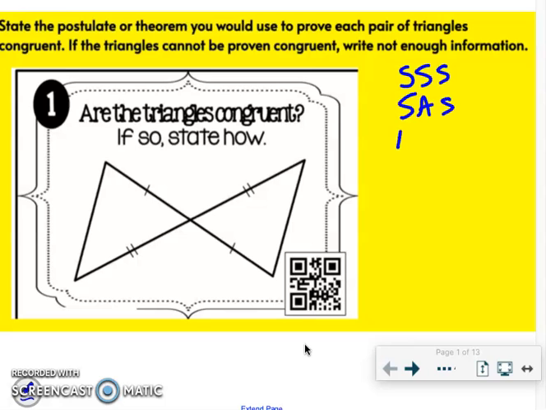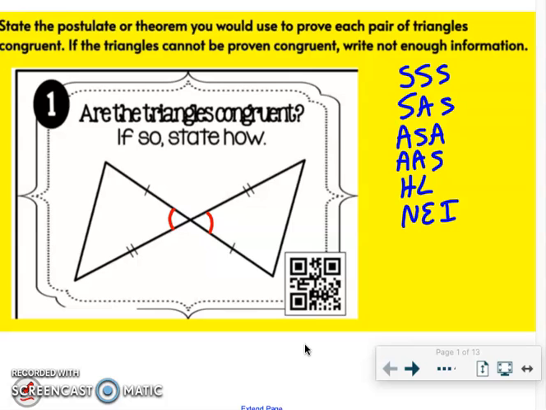Okay, we have side, side, side, side, angle, side. We have ASA, we have AAS, we have hypotenuse leg, and then we have NEI, not enough information. Okay, before you decide on these, make sure you add anything to the picture that you're allowed to. So vertical angles are always congruent. So if it looks like a bow tie, you can always do this. Okay, then look at one of the triangles and see what you have.